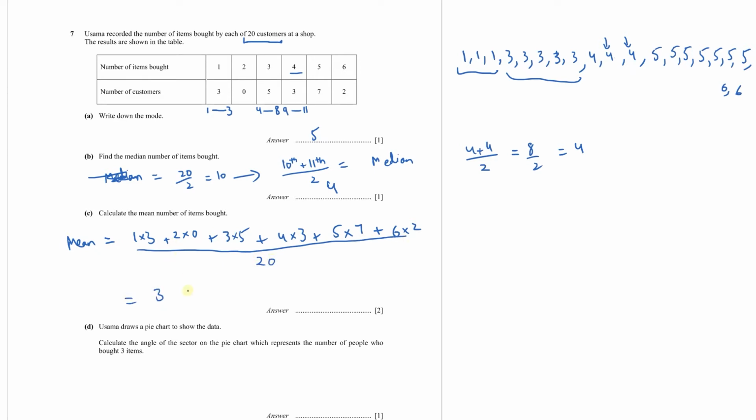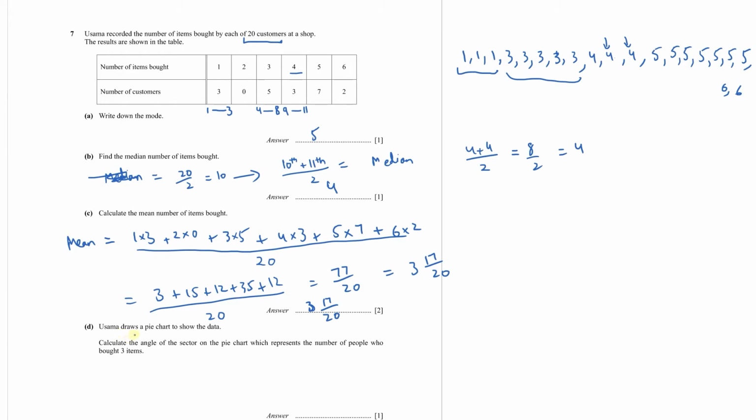So let's see, 3 plus 0 plus 15 plus 12 plus 35 plus 12, the whole divided by 20. So 15 plus 3 is 18, 18 plus 12 is 30, 65, 77 over 20. So you have 77 over 20, which is 3 whole 17 over 20. So the mean value is 3 whole 17 over 20.